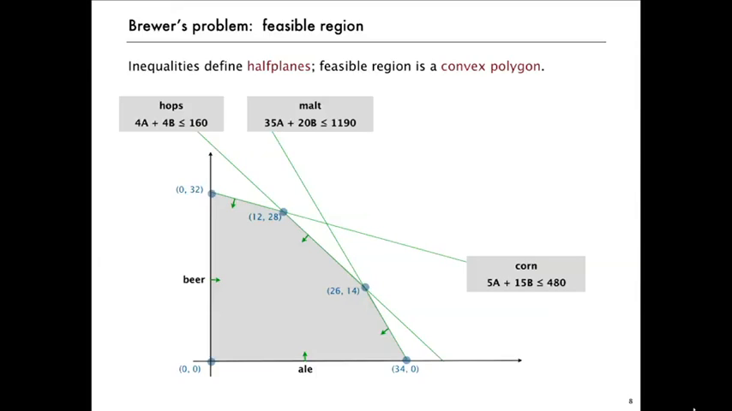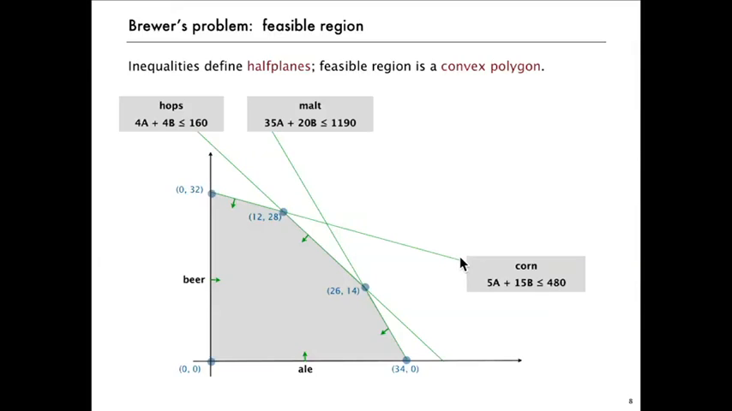The key idea is there's a thing called the feasible region. So we have two variables, so we're going to plot all the possible points, all the possible amounts of ale and beer that we could make just in the XY plane. So it's a positive XY plane because we're going to make a positive amount of beer and a positive amount of ale.